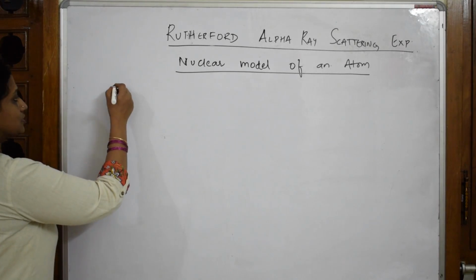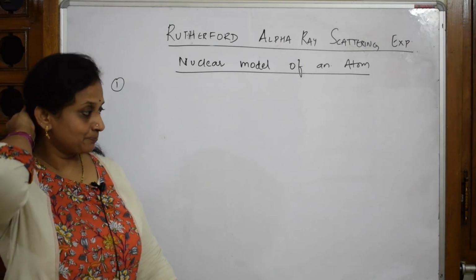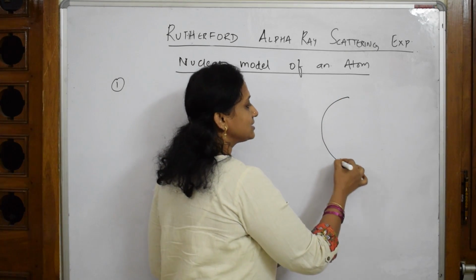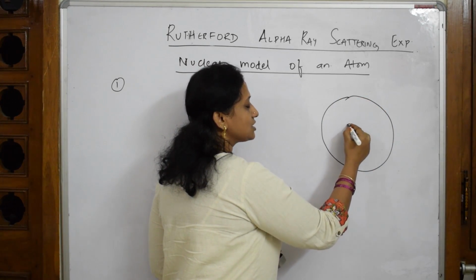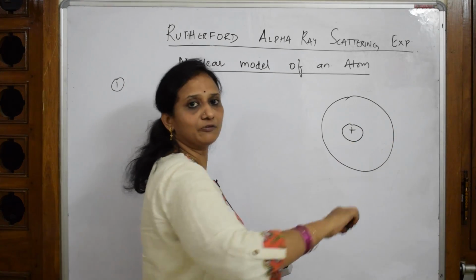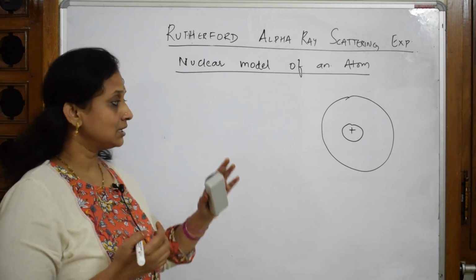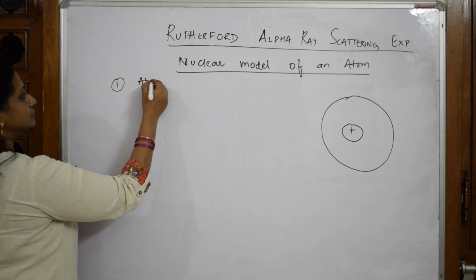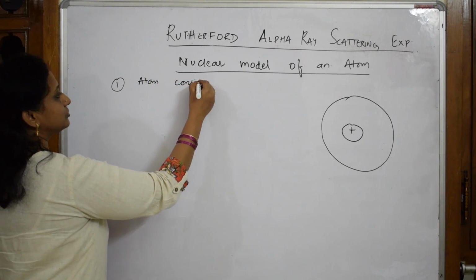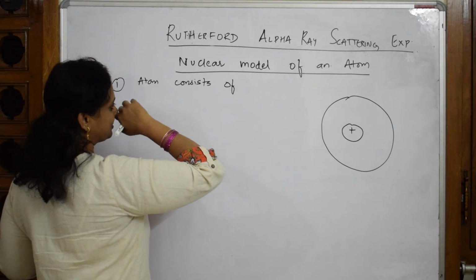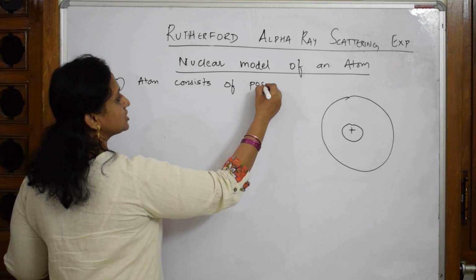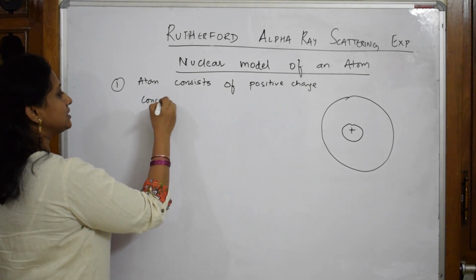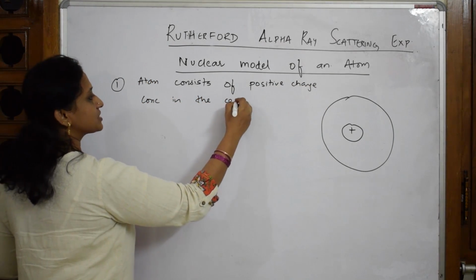The first important postulate which Rutherford gave is, so what did he say? Most of the mass of an atom. In an atom, the center part is positive. That is why the alpha rays deflected and reflected back also, isn't it? So the first assumption which he gave is: atom consists of positive charge concentrated in the center. This is the first important thing.